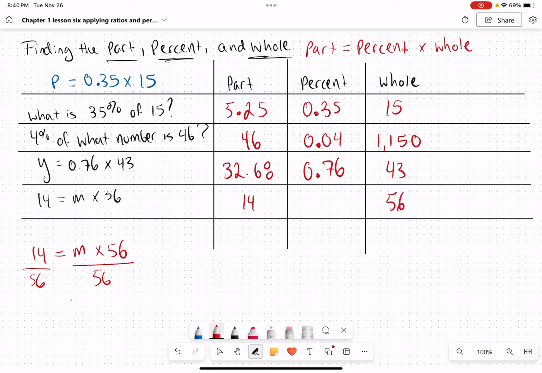So 56 divided by 56, we're just left with 1m, because 56 divided by 56 is just 1. So 1m, and then we finish here with 14 divided by 56, which is 0.25. So our percent will be 0.25. And that's it. That's how you find the percent, the part, and the whole.